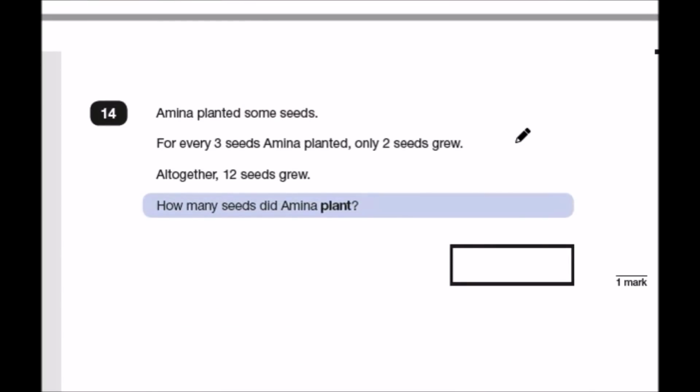14. So Amina planted some seeds. For every 3 seeds Amina planted, only 2 seeds grew. So basically 5 in every set. Altogether 12 seeds grew. How many seeds did Amina plant? So that means how many 2's go into 12 firstly? We know there's 6. So she did this 6 times. So we could do 6 times the 3 seeds she planted. So she must have planted 18 altogether.